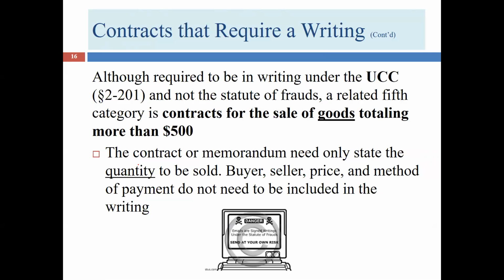You only need to include the quantity that's going to be sold. You don't have to state who the buyer is. You don't have to state who the seller is. You don't have to state the price. You don't even have to state the method of payment. So the writing requirement of the UCC is very, very minimal, but there is some writing requirement if you're going to sell something more than $500.